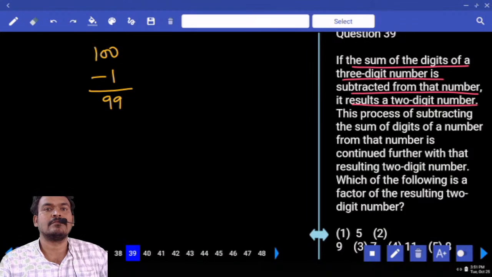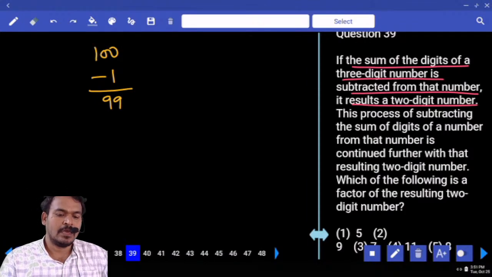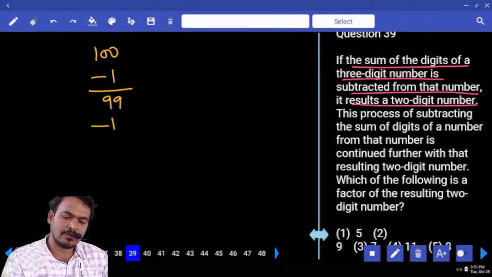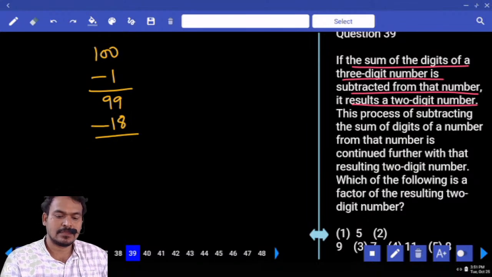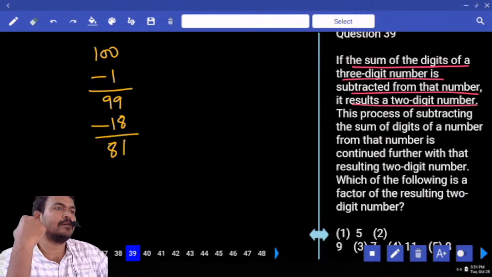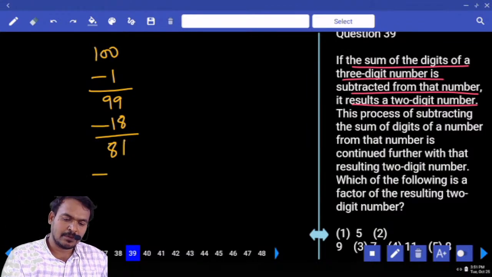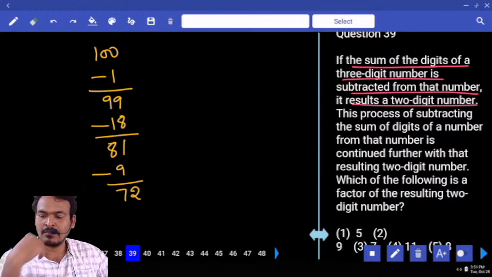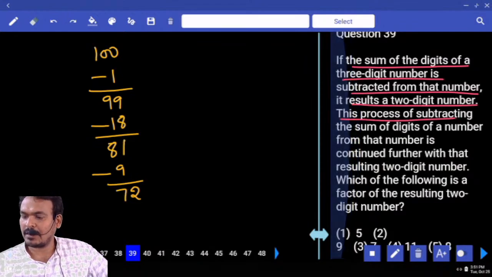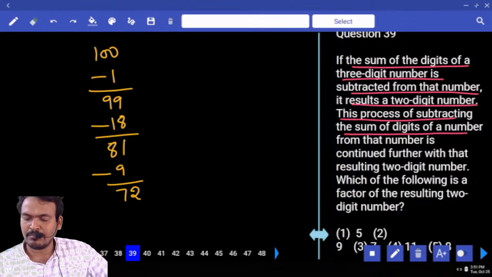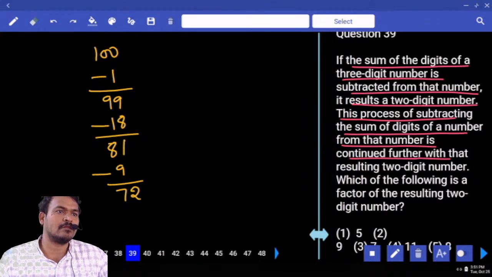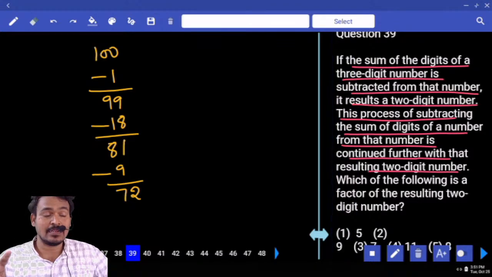We are getting how much value? 99. Again, what is the sum of the digits of 99? 18. It is subtracting, we are getting how much? 81. Again, what is the sum of the digits of 81? 9. Subtracting, we are getting 72. Yes or no? What is the condition? This process of subtracting the sum of the digits of a number from that number is continued further. Nothing but the process will be repeated, or not? Okay. We get a resulting 2-digit number.